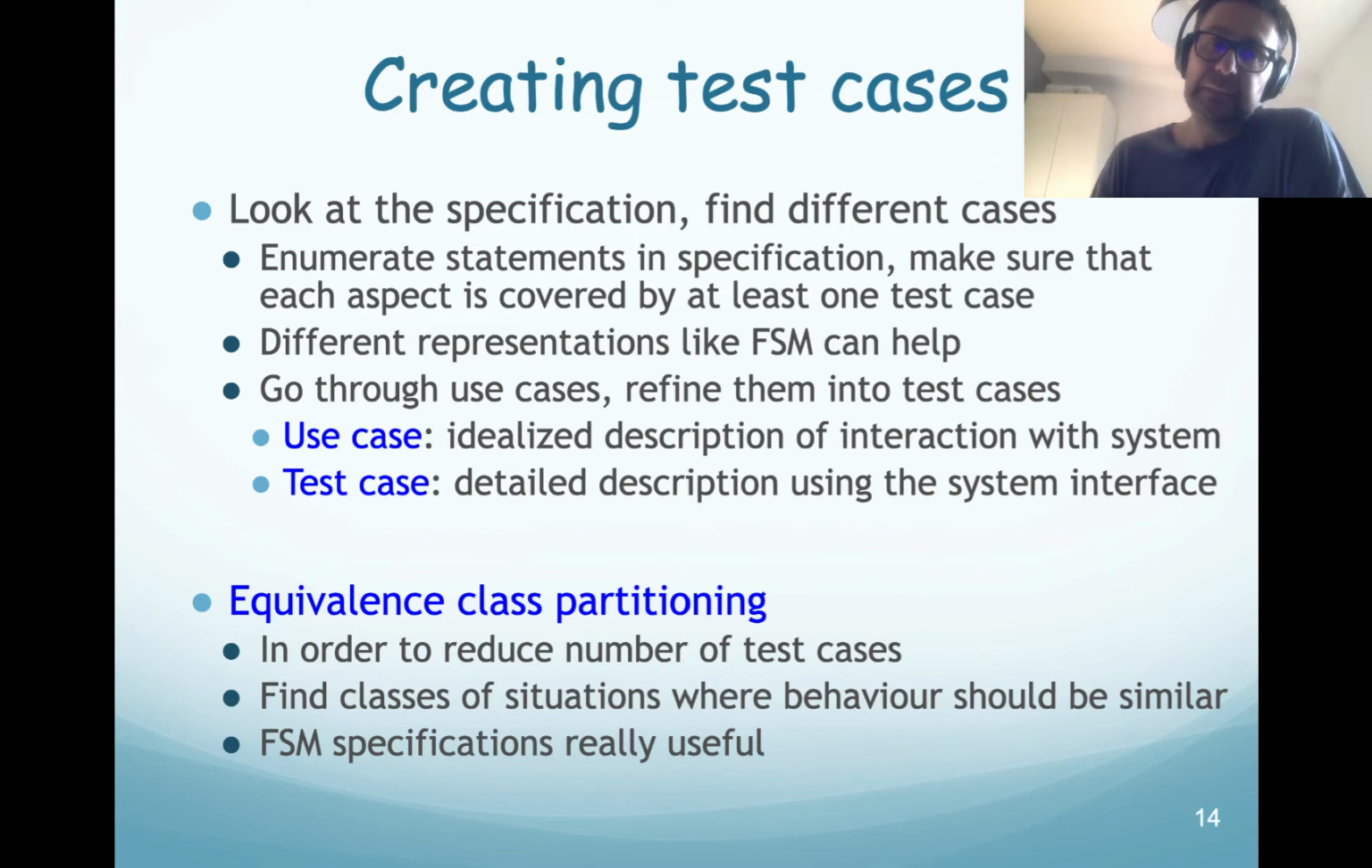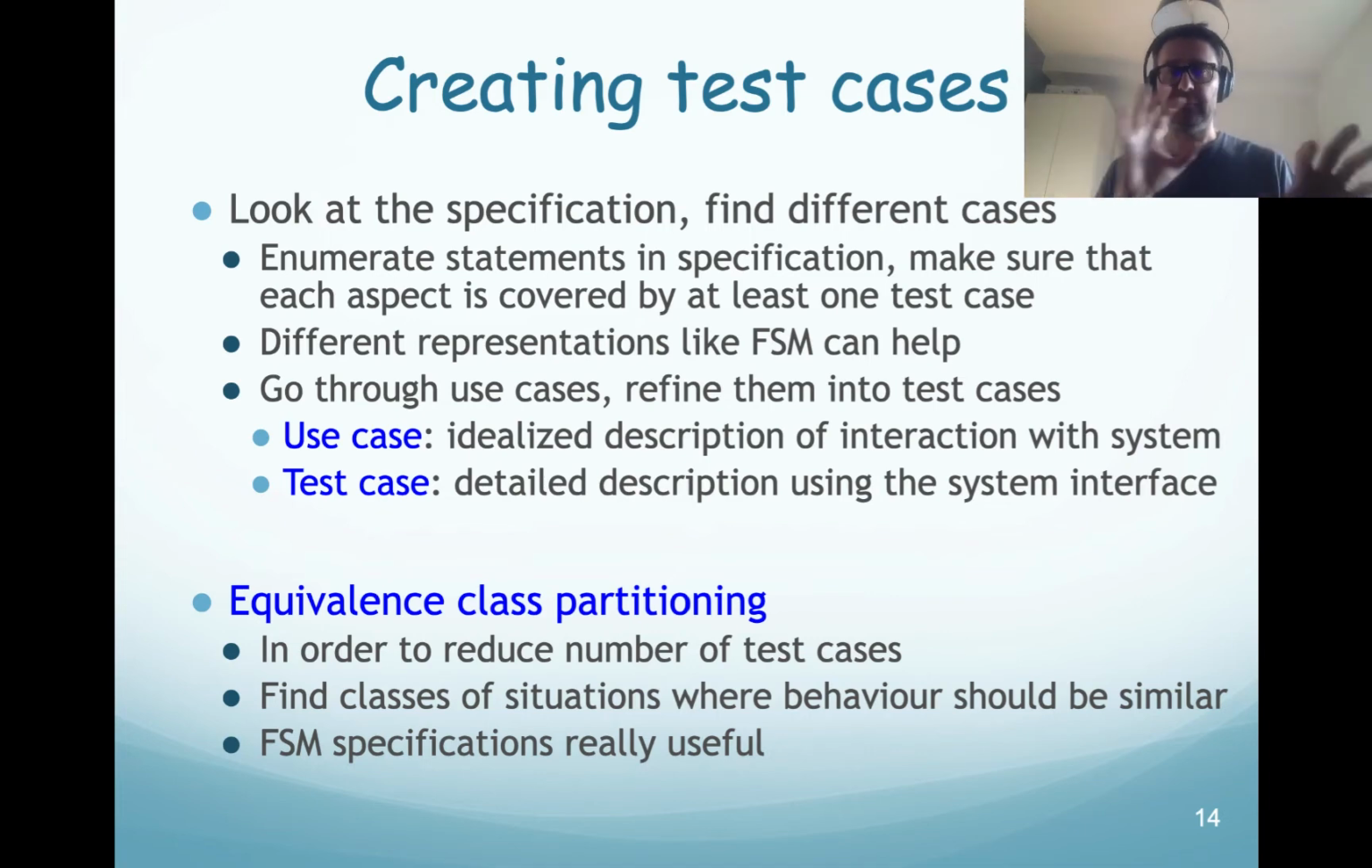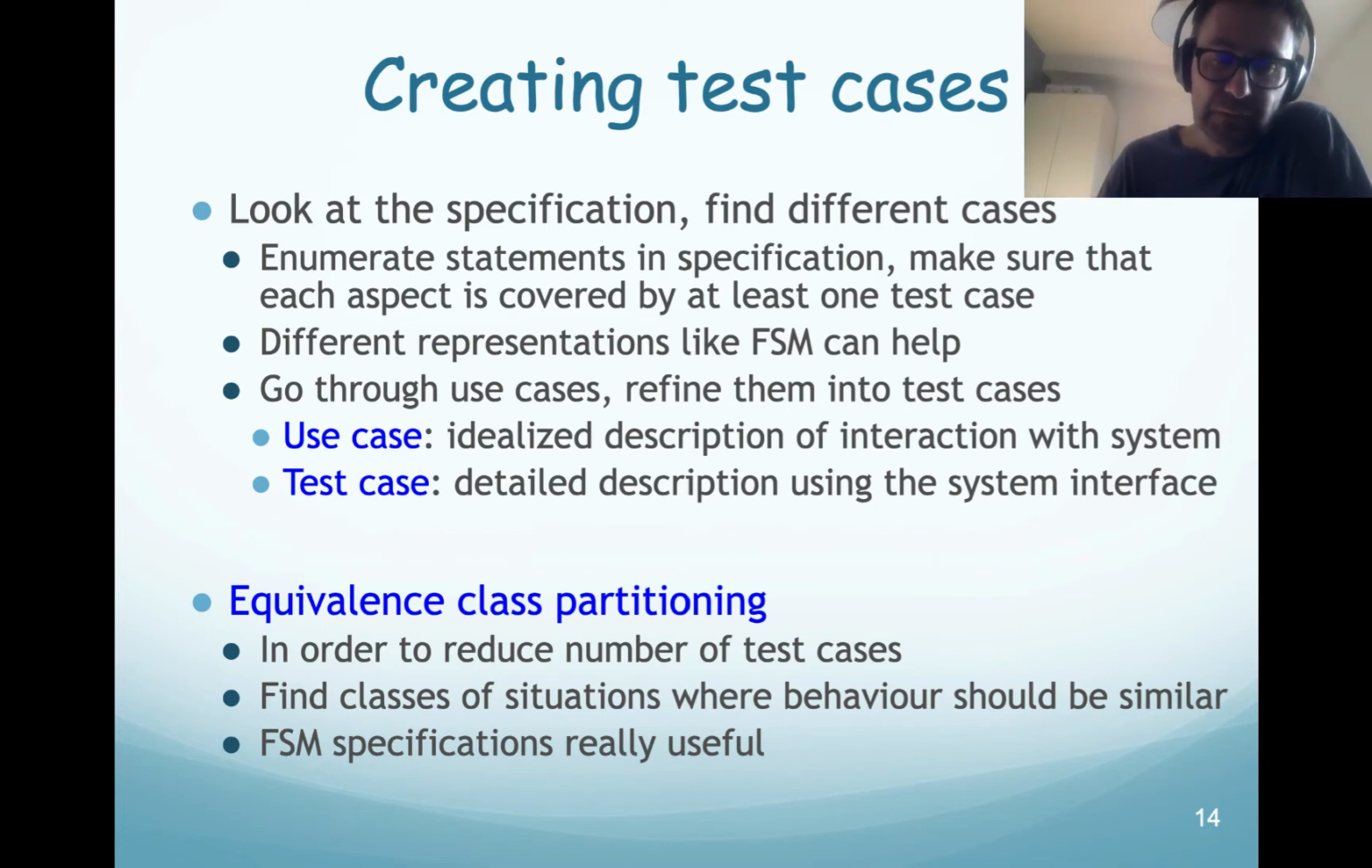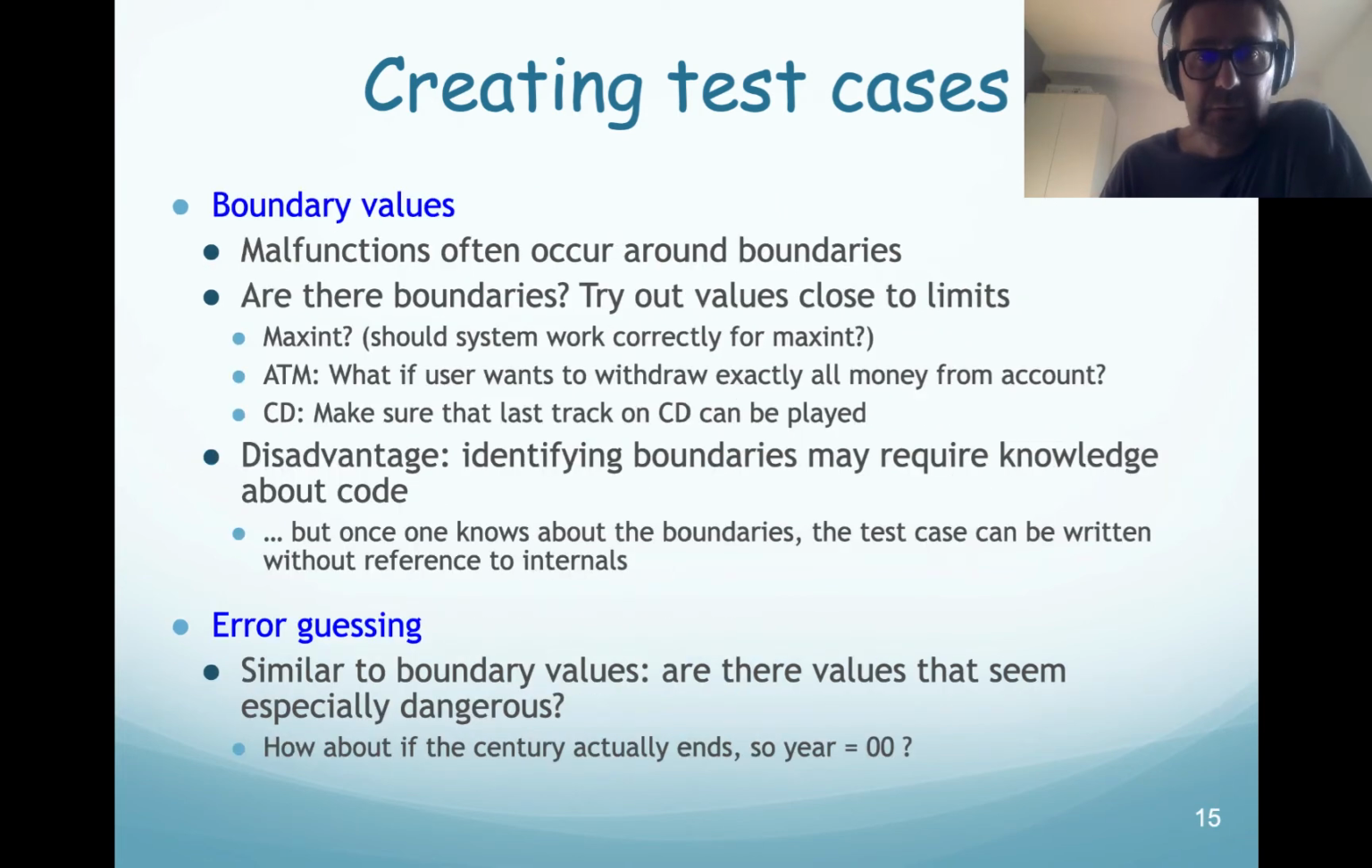But then there are, of course, techniques that more systematically can help you create test cases. Equivalence class partitioning is about finding different typical classes in the input space where the behavior of the software should be similar. And when you know about these classes where the behavior is equivalent for inputs in that class, then you try to write test cases for as many of the classes that you've identified as possible. Finite state machines can help in that, but there are also other ways to do it.